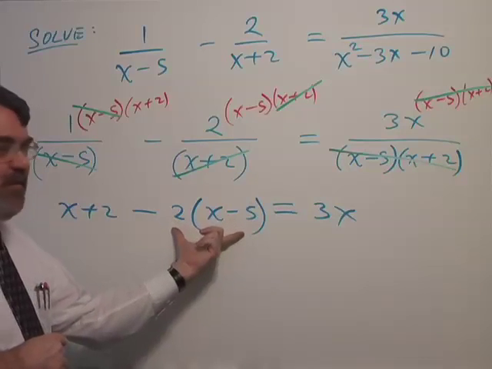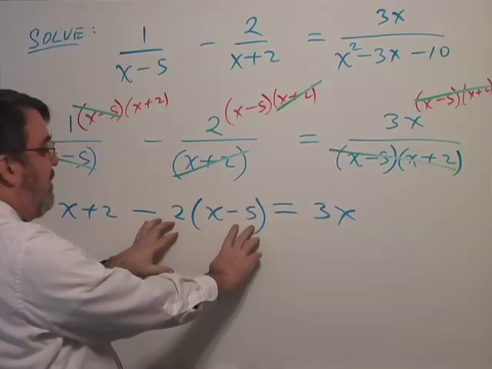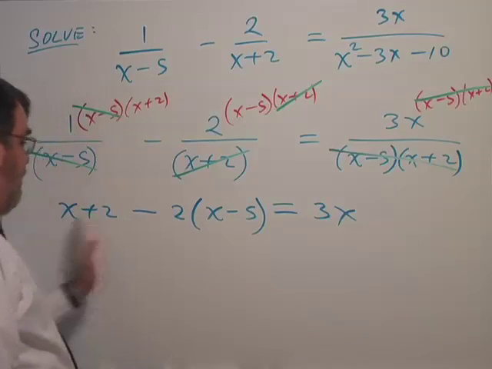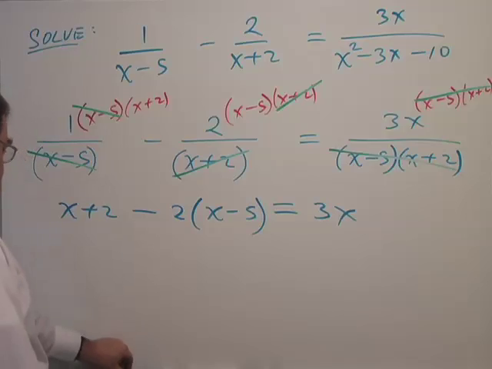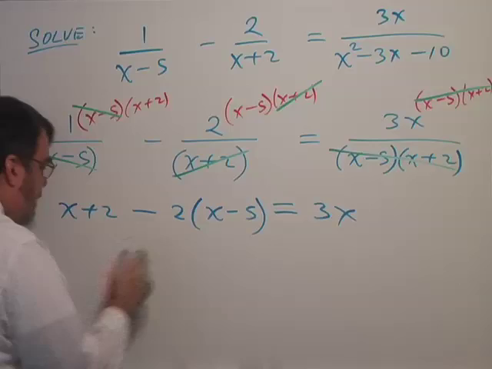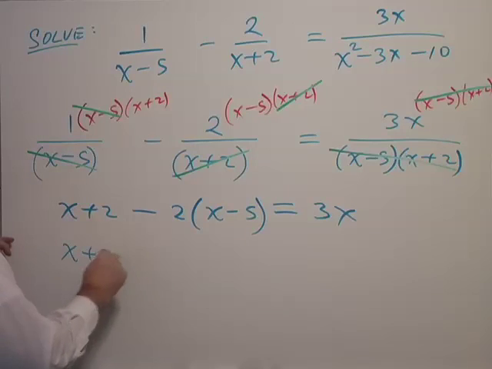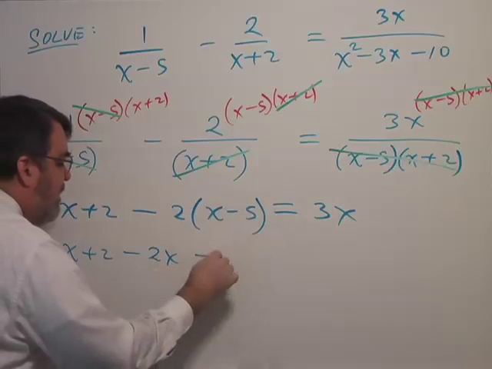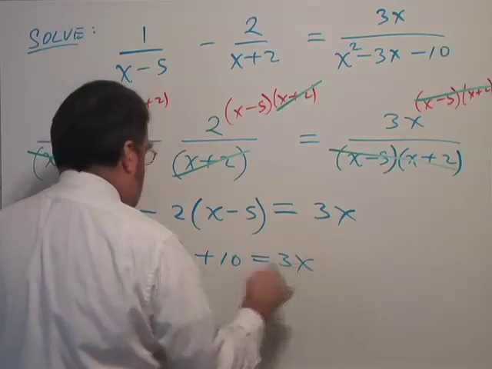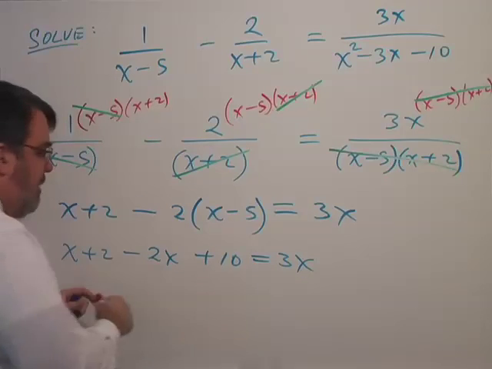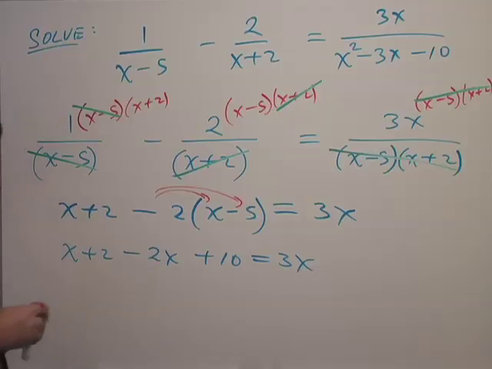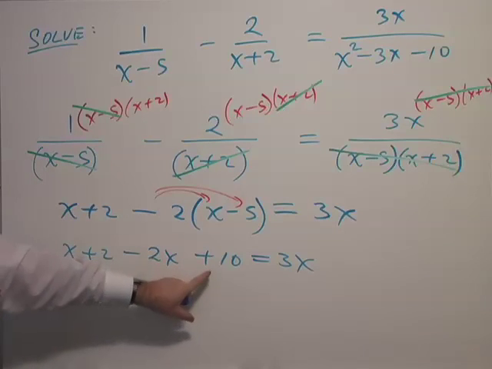because what should this term be? I have minus 2 times minus 5. When I distribute, I should get a plus 10. All right, in fact, let's go ahead and distribute. And so to simplify this, I have to distribute through the parentheses. So I have x plus 2 minus 2x, and then plus 10 equals 3x. So let me point out that distribution step again. So right here, that's the mistake.